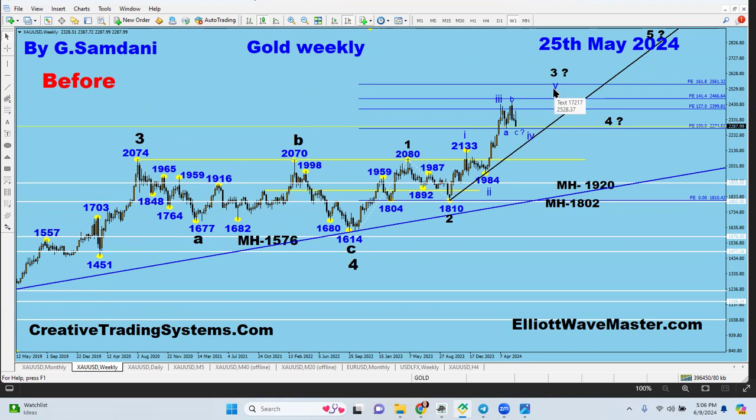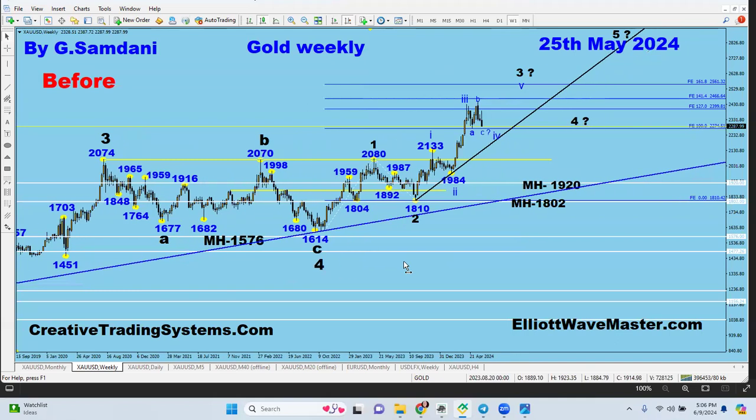And that will end wave 3, the black count. Then we're going to drop for wave 4. Then we're going to go up for wave 5. That's how it is, right? So for some people, it looks difficult, but that's what it is. If you want to do this business, if you want to make some money, then you must learn, right?